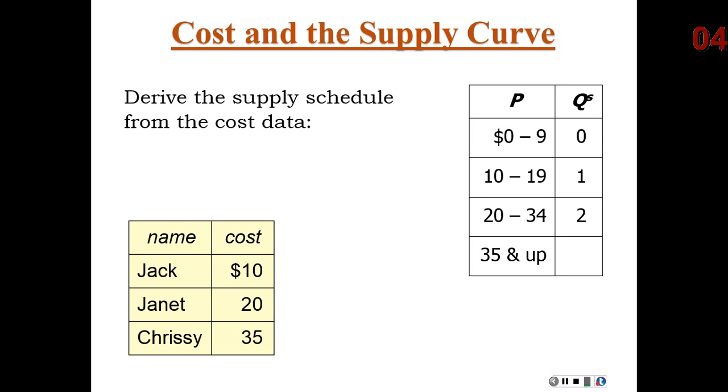And so now our quantity supplied would be 2, and as the price continues to rise, then above $35, we would gain Chrissy. We would have all three sellers, right? Notice the upward sloping nature, the direct relationship between price and quantity supplied. As the price ranges go up, the quantity supplied in our market went up, right? And we see that that's directly connected to our cost structures.